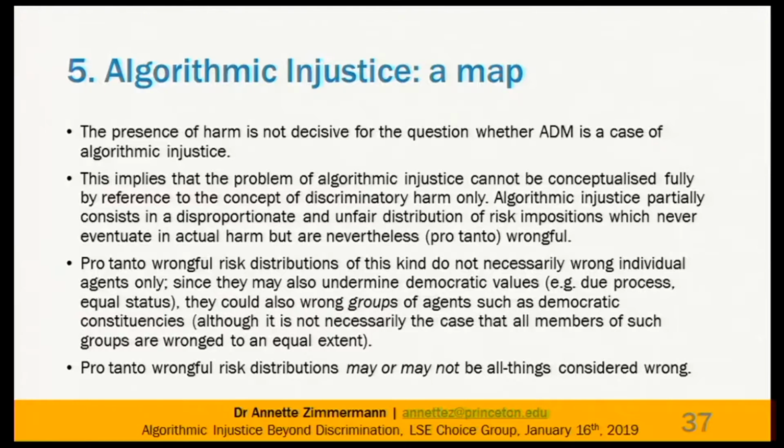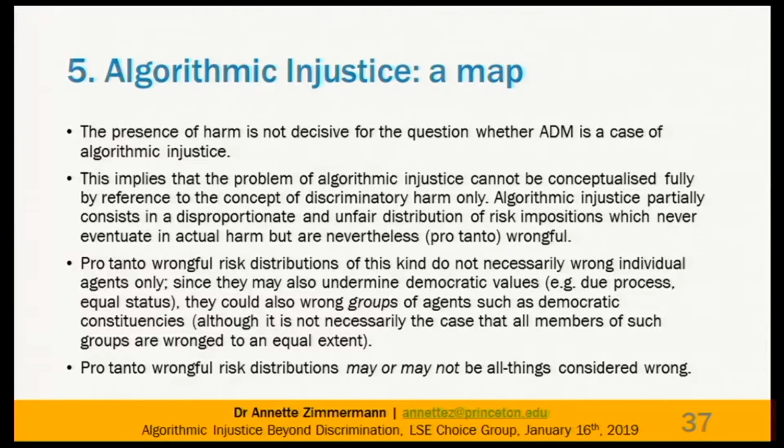Now, just to tie this concept of algorithmic injustice together, what I've tried to argue here is that harm isn't decisive for the question of whether algorithmic decision-making constitutes algorithmic injustice. Of course I'm not saying that all possible instances of algorithmic decision-making are instances of algorithmic injustice, even though I started out with a whole range of very negative examples. I haven't committed myself to a maximalist, technology-skeptical claim. But I do think that we need a more nuanced understanding of what algorithmic injustice actually is.